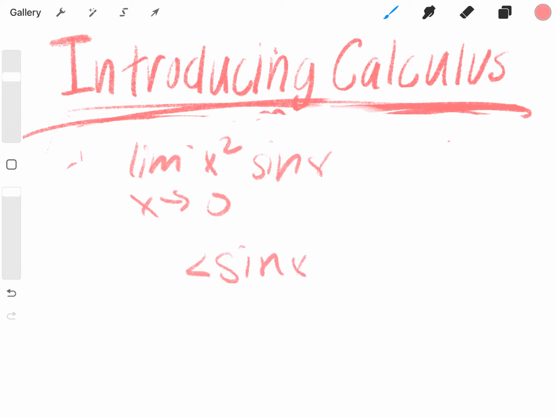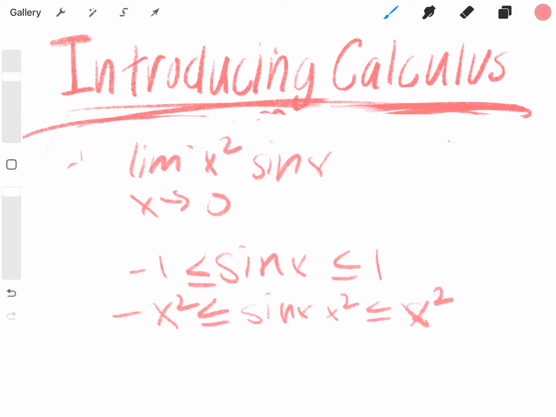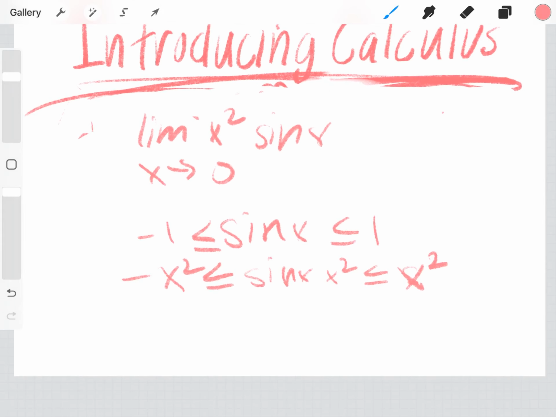So let's say you have the limit as x approaches 0 of x squared sine x, right? You know that sine x is between -1 and 1. Those are the extremities. So you know that x squared sine x has to be greater than -x squared and less than x squared, because those are the extremities of sine x. That's the top and the bottom.